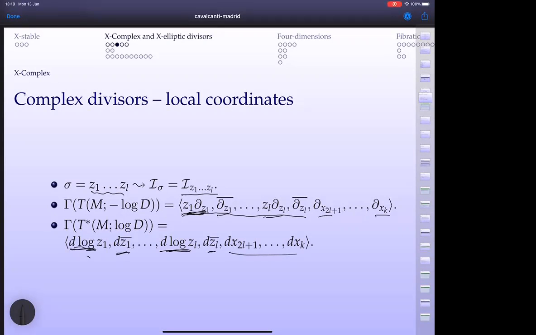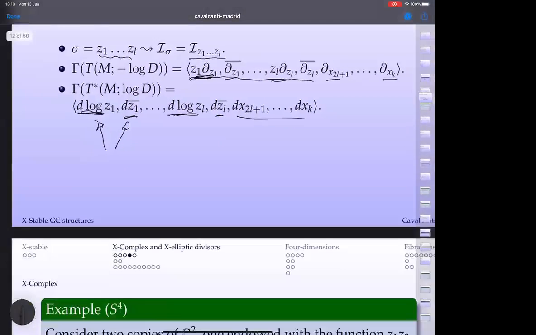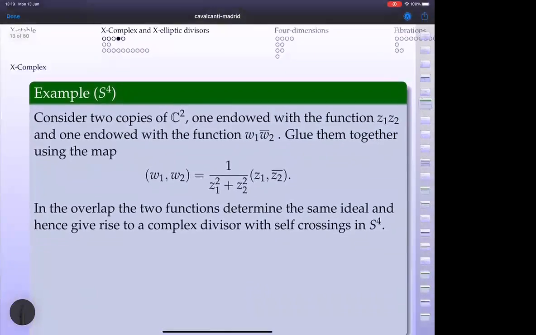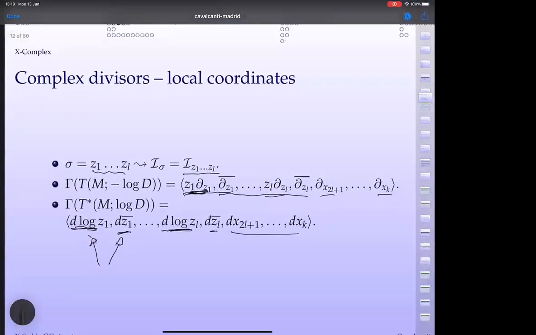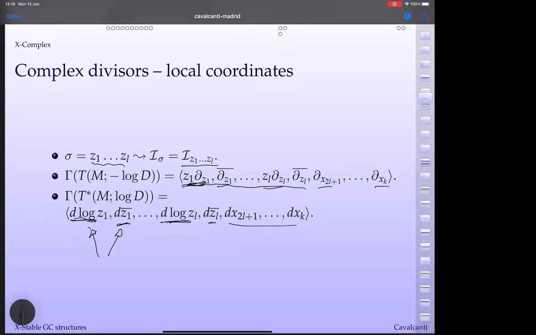So this is the kind of thing: if I was to write complex log forms, I'm allowed to use d log Z1 up to d log ZL, and d of the remaining coordinates. But it's interesting to see that the d log Z and the dZ bar appear in different ways, so they have different weights, right? So you have to do something about that. But then what does that mean? So you're really describing the complexified Lie algebroid, right? It's a complex Lie algebroid.